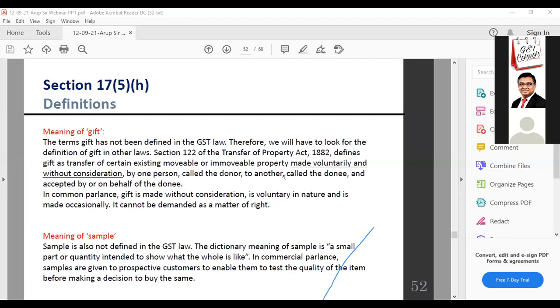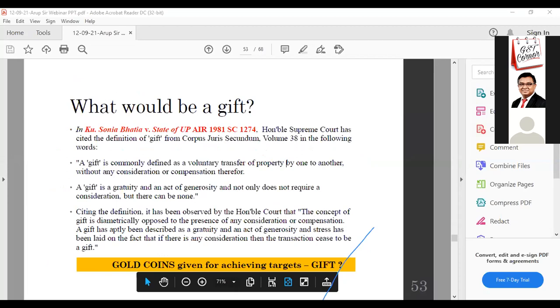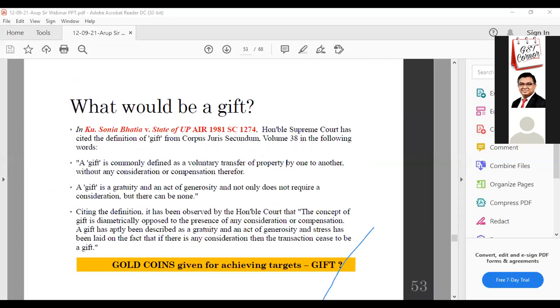In the matter of Sonu Bhatia versus State of UP, AIR 1981, the Honorable Supreme Court had the opportunity to discuss the definition of gift. It said that a gift is commonly defined as a voluntary transfer of property by one person to another, which we have just seen. A gift is a gratuity, an act of generosity, and not only does not require a consideration, but there can be none. Citing the definition, the Honorable Court observed that the concept of gift is diametrically opposed to the presence of any consideration or compensation. A gift has aptly been defined as a gratuity and an act of generosity.